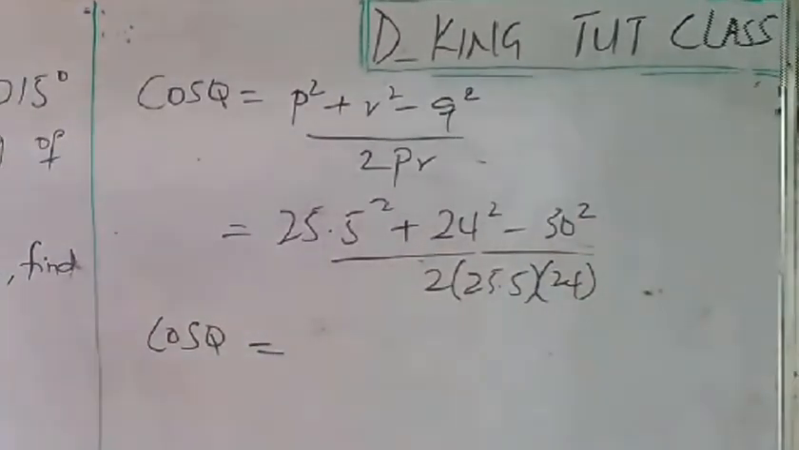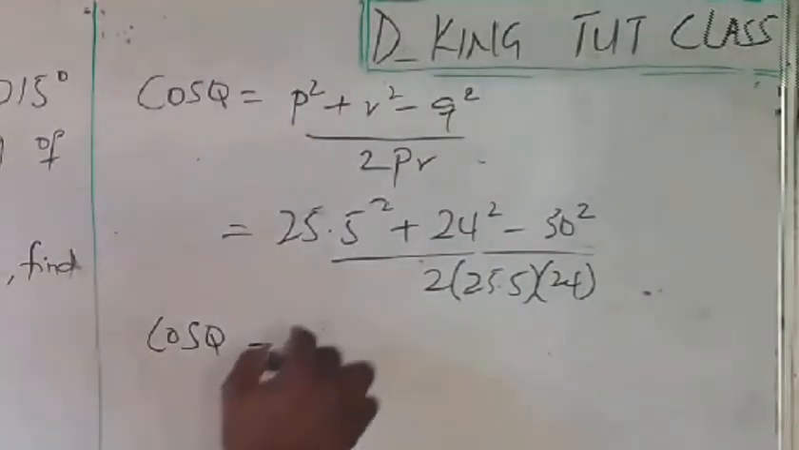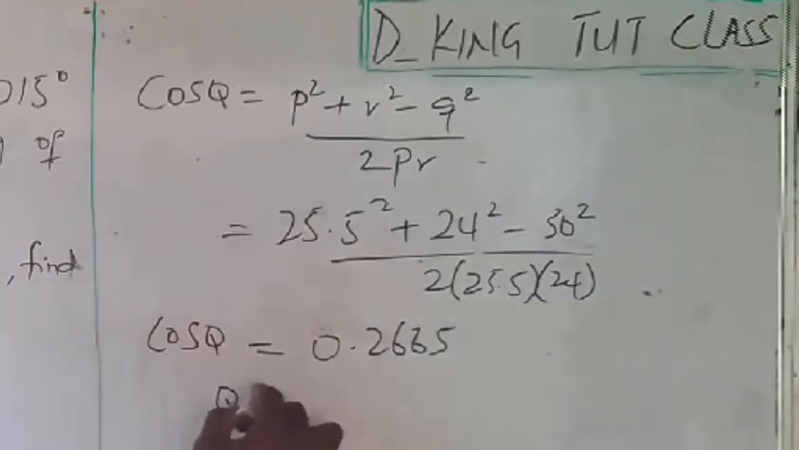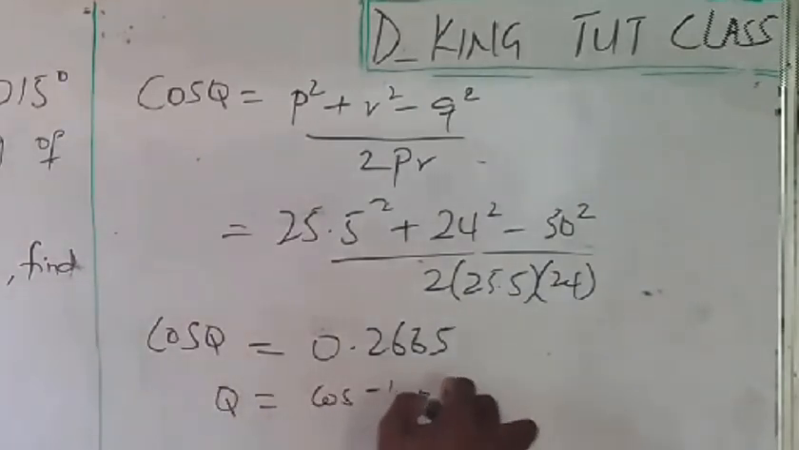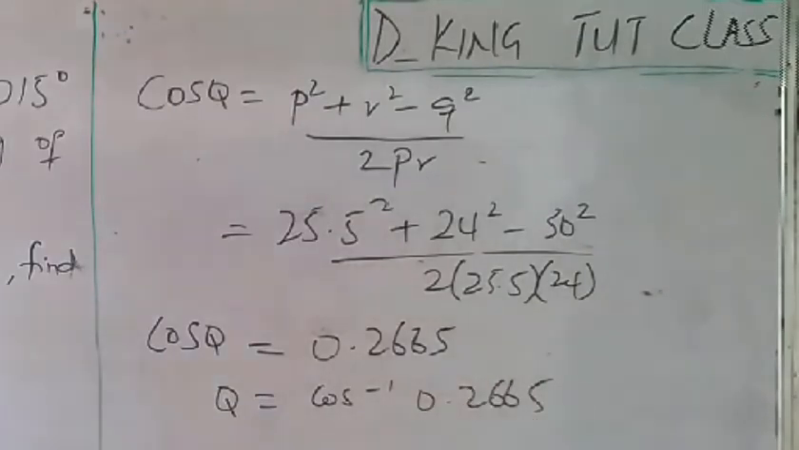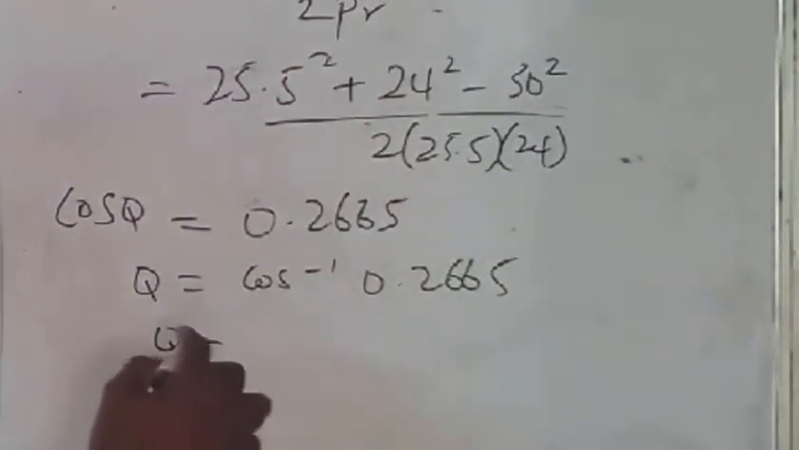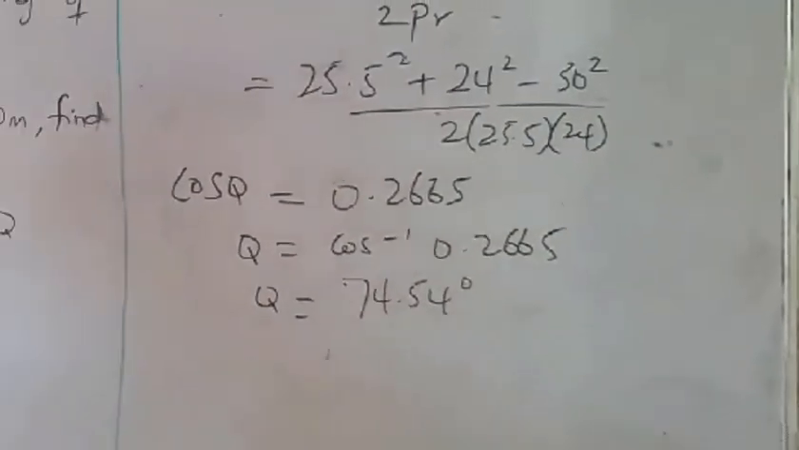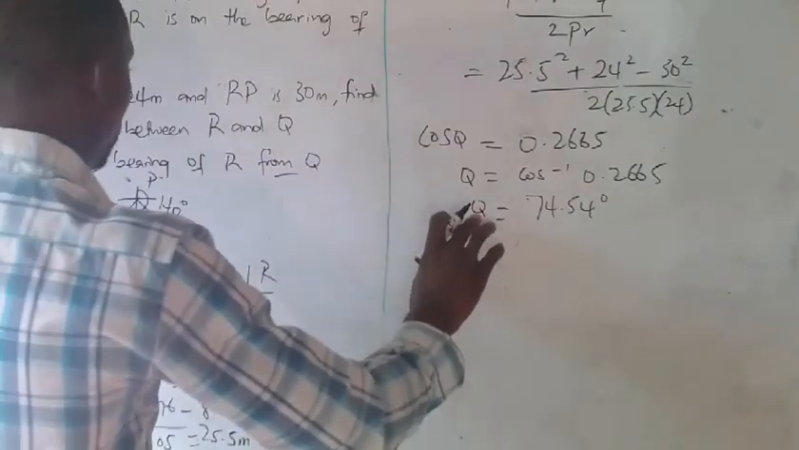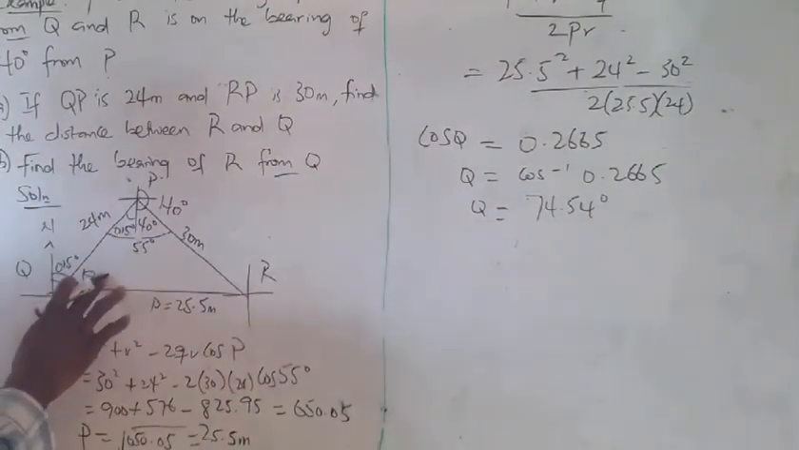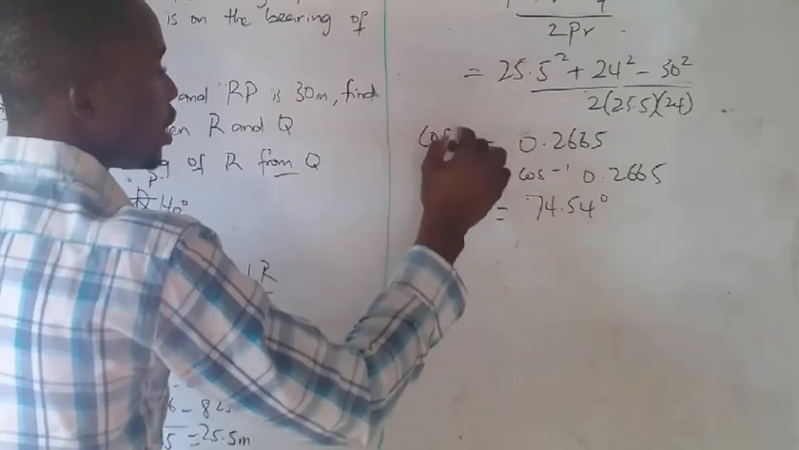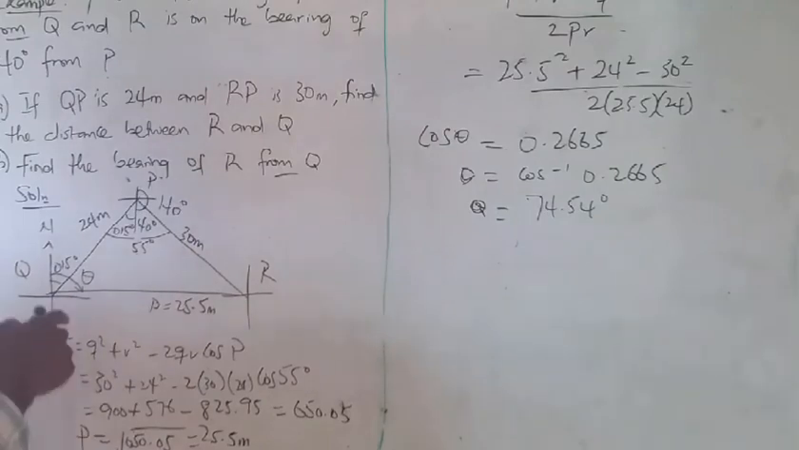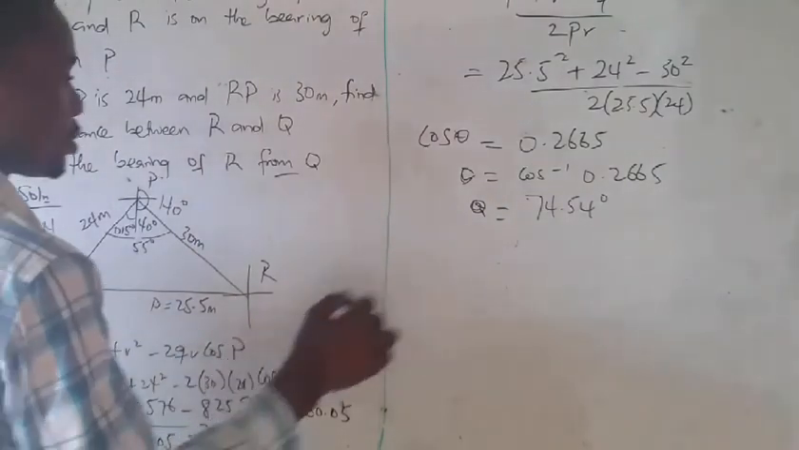After solving this, I'm going to have my answer to be 0.26665. Now, Q in this case is going to become cos inverse of 0.26665, leaving my Q to be 74.54 degrees. Now, I've gotten this angle, that's theta.